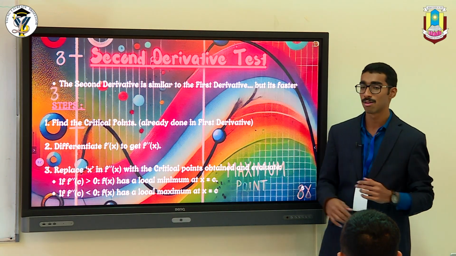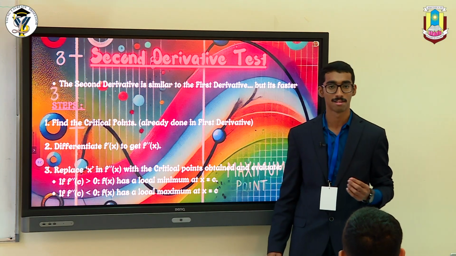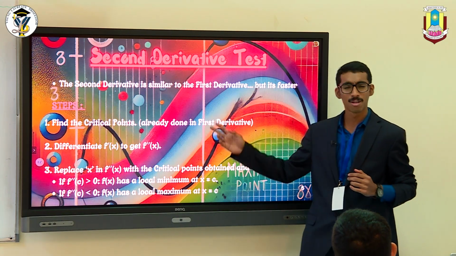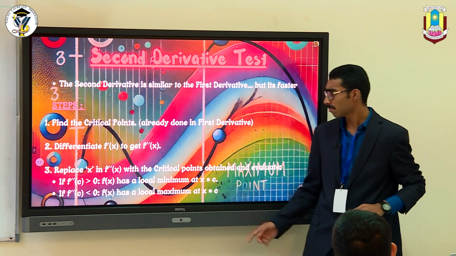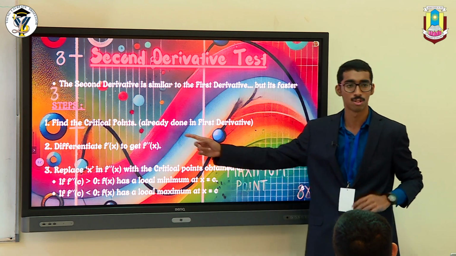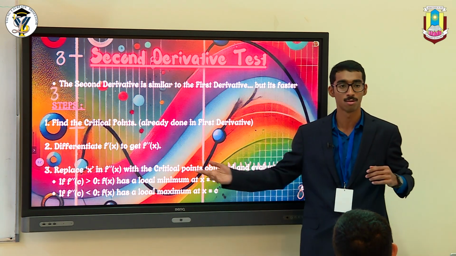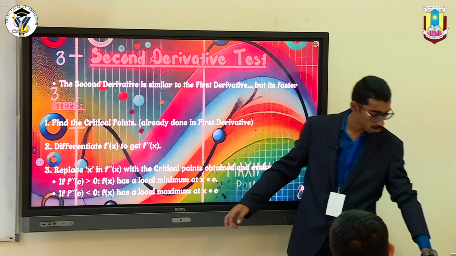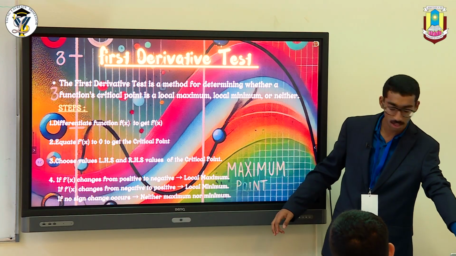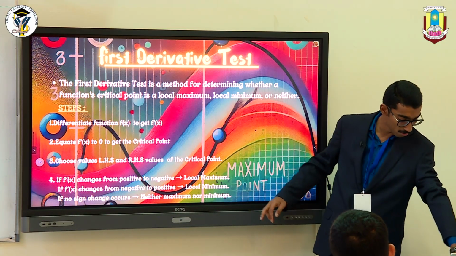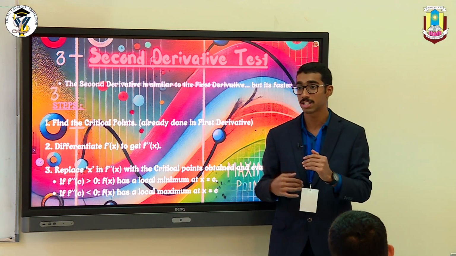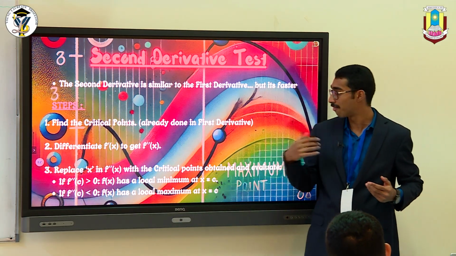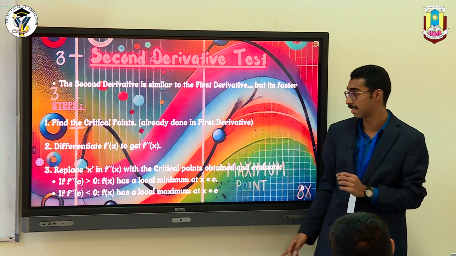Now this is the second derivative test, another method which is easier. You can calculate maxima and minima in shorter steps compared to the first derivative test. It's very similar to the first derivative, but faster. Here you find critical points, which I've already done in the first derivative, equate to 0, and differentiate. You differentiated once to get f dash x. Now you differentiate that f dash x one more time, the second derivative, to get f double dash x.